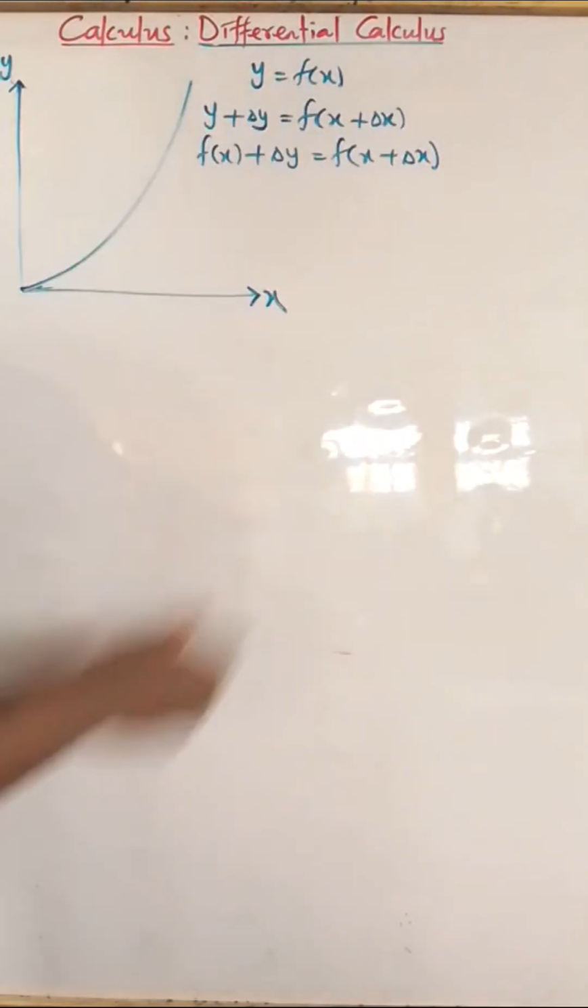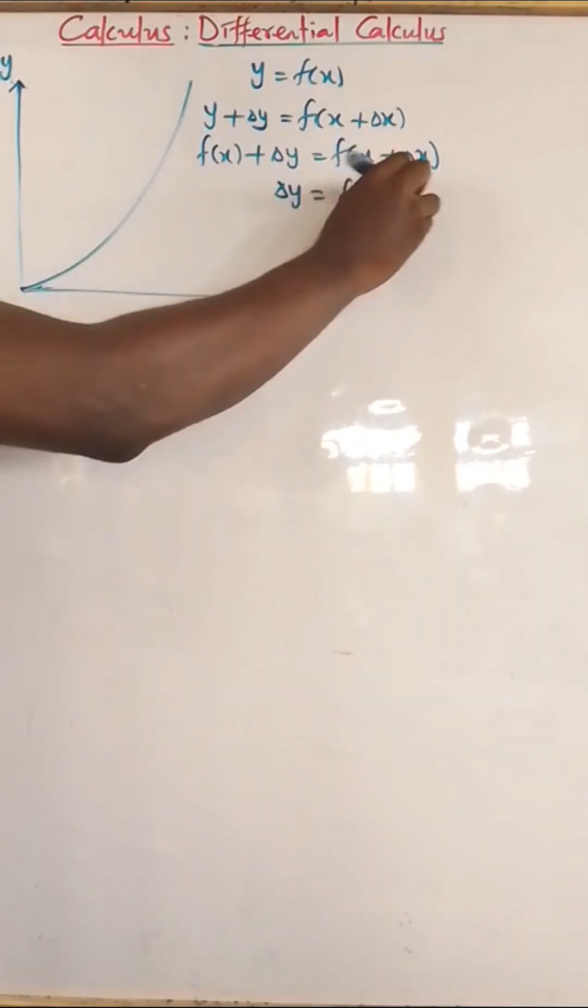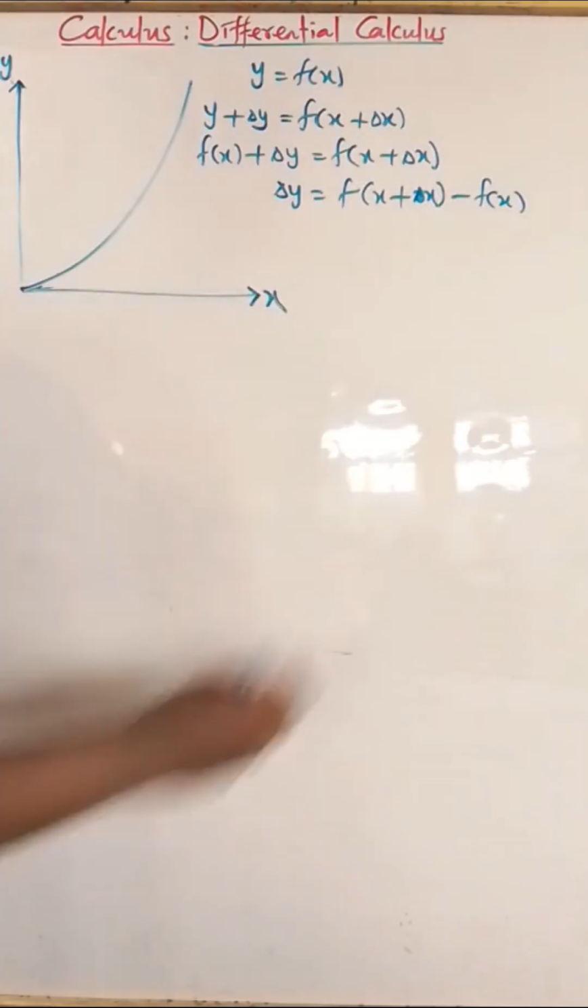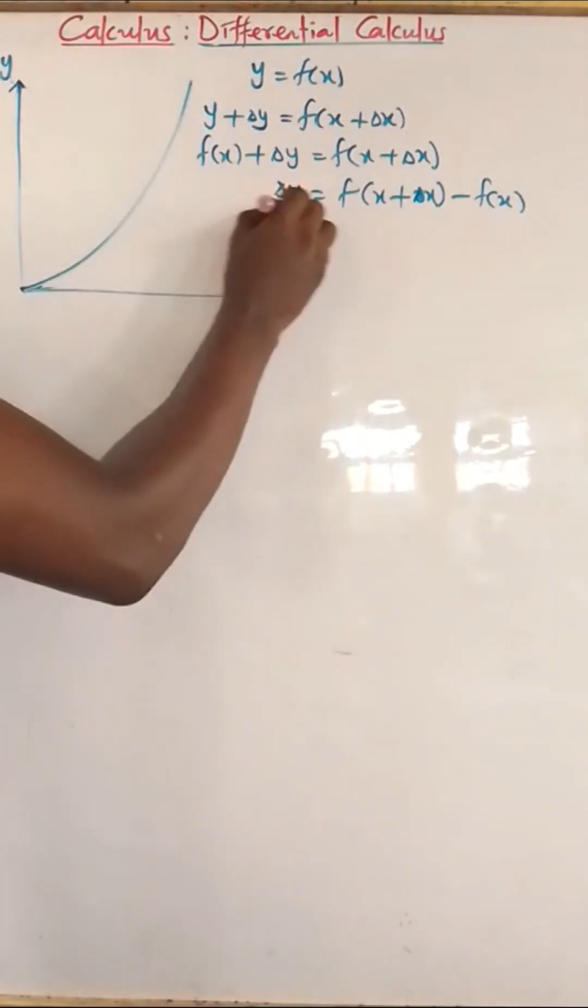We can take this to the other side. So change in y becomes f of x plus change in x minus f of x. Our main aim is to look for change in y to change in x, so let's divide through by change in x.